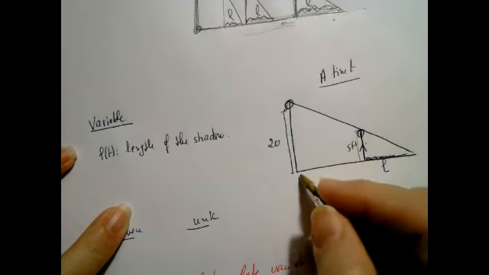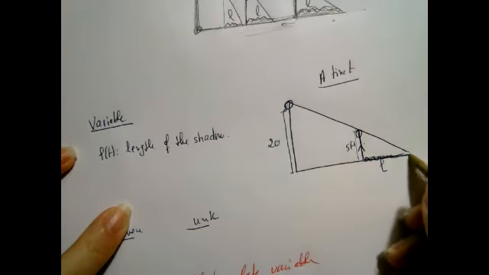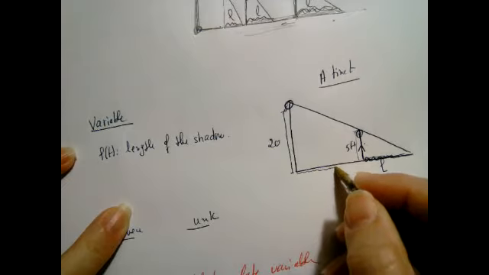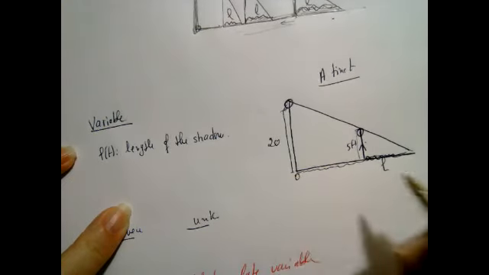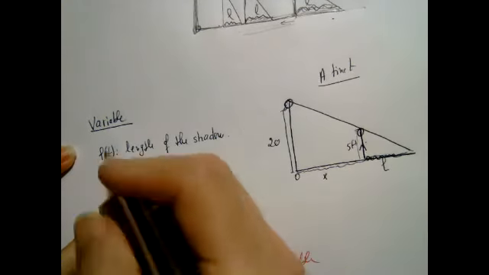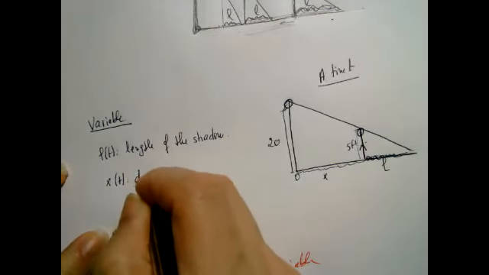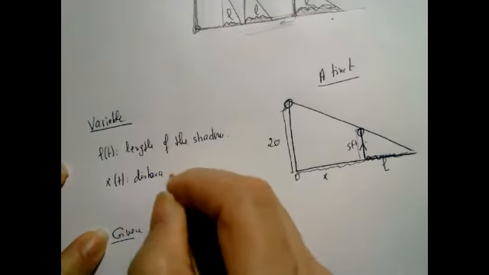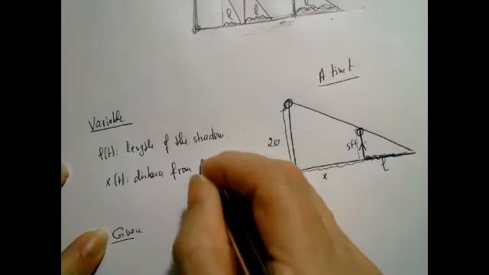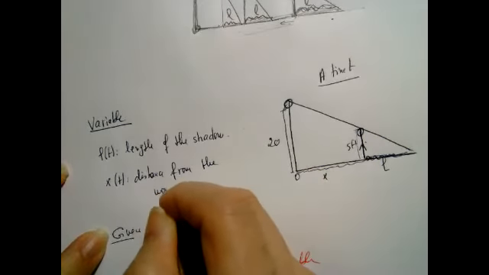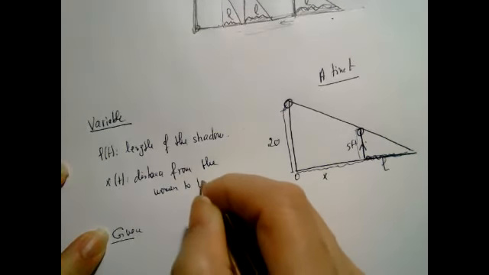So we need to introduce another variable. L is from here to here. And then we're going to introduce another one, we're going to call it X. We can call it anything we want. Let X of t be the distance from the woman to the lamppost.